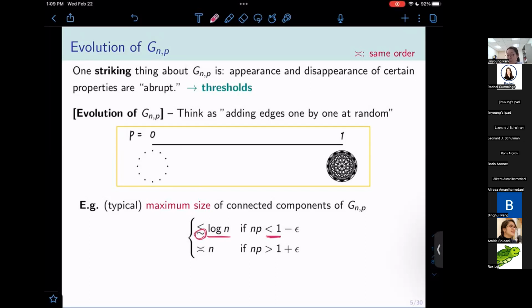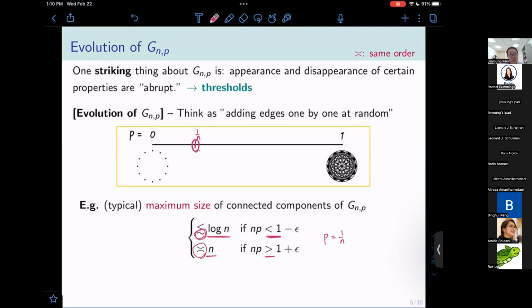On the other hand, if n times p is slightly larger than 1, then suddenly we see a giant component whose order is as large as n, the number of vertices. Of course, this means we ignore the constant factors and just focus on the order. So in this sense, we can say that p equals 1 over n is the threshold for G(n,p) to have a giant component, because the behavior of G(n,p) in terms of having a giant component shows this abrupt change around p equals 1 over n.